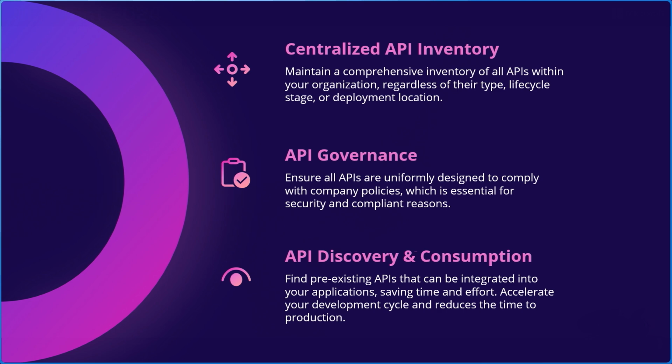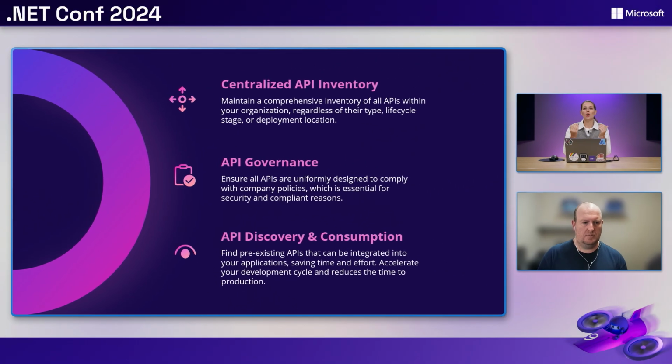Second of all of this, API governance. So how do we define API governance in API Center? We look at API governance from a design time perspective. So with Azure API Center, we can help you ensure that all of your APIs are following certain guidelines that you might have within your organization. We want to make sure all of these APIs look the same, they're following the right policies, especially this is important from a security and compliance perspective.